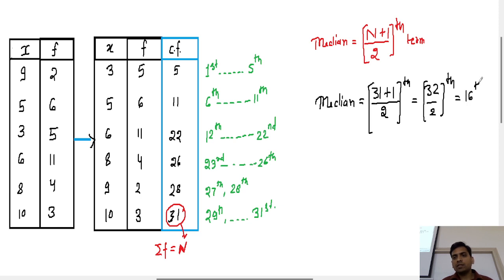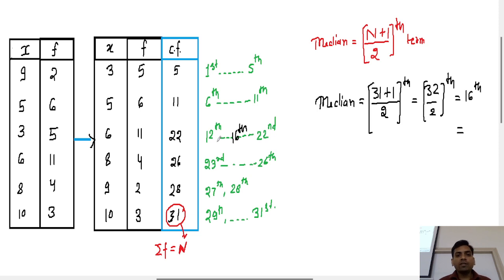So this is the 16th term. Okay, so for this data set, what is the 16th term? Where will the 16th term lie? Look, the first group is for 1st to 5th. This is from 6 to 11. This starts from 12 and goes up to 22nd. So obviously this 16th term lies in this category.